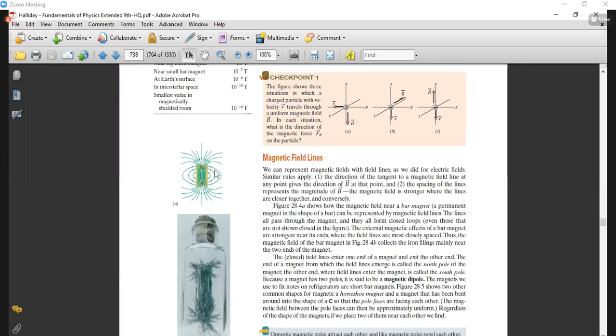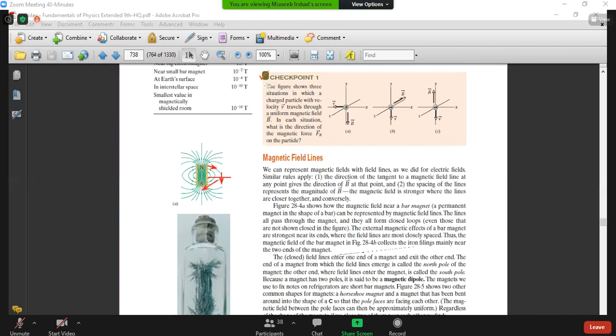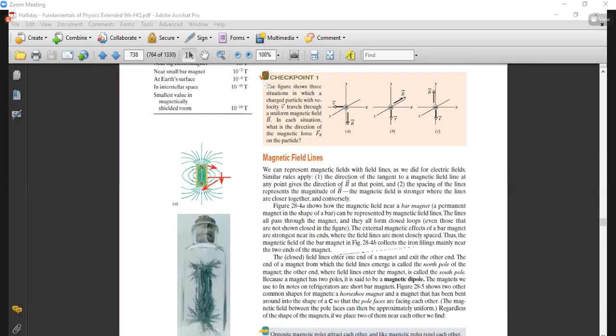Also, the direction at any point. Here I am just taking these three curves. At any point, if you want to find out the direction of the magnetic field, you can find it by drawing a tangent to the curve. So what would be the tangent at this point? At this point, the tangent would be in this direction. At this point, the tangent would be in this direction. At this point, the tangent of the line would be in this direction. So drawing the tangent at any point on a magnetic field line gives me the direction of the magnetic field at that point.